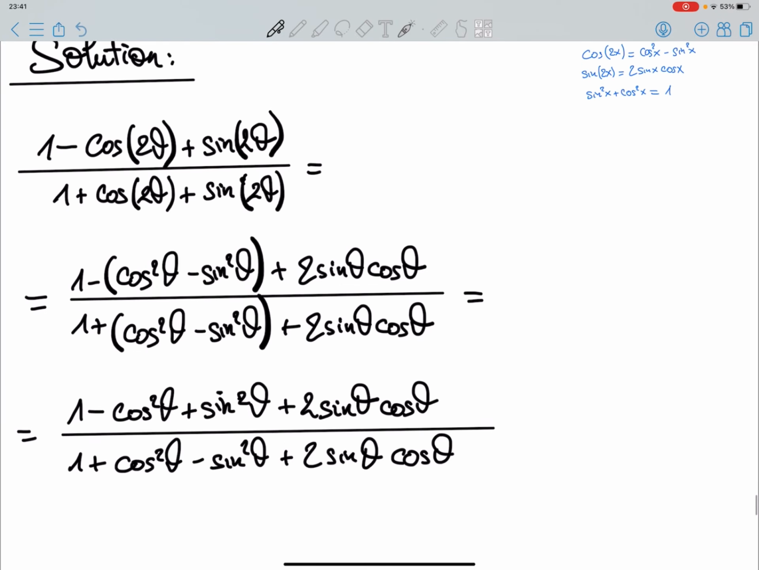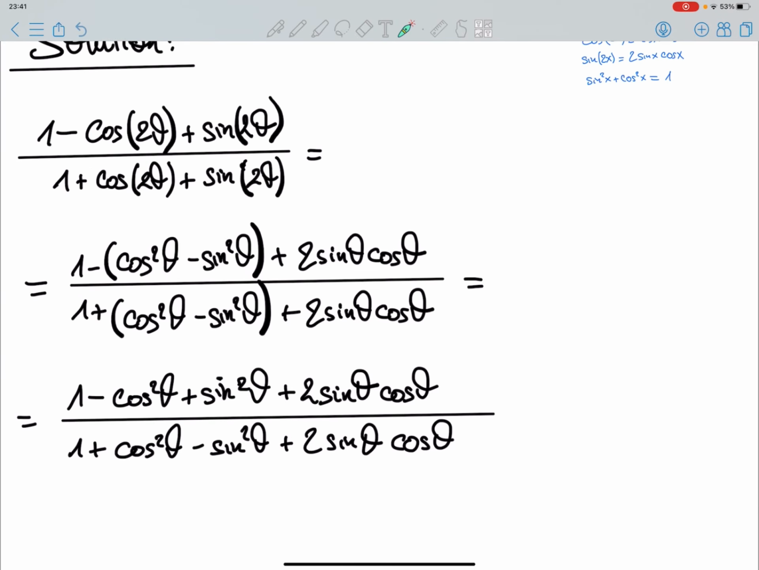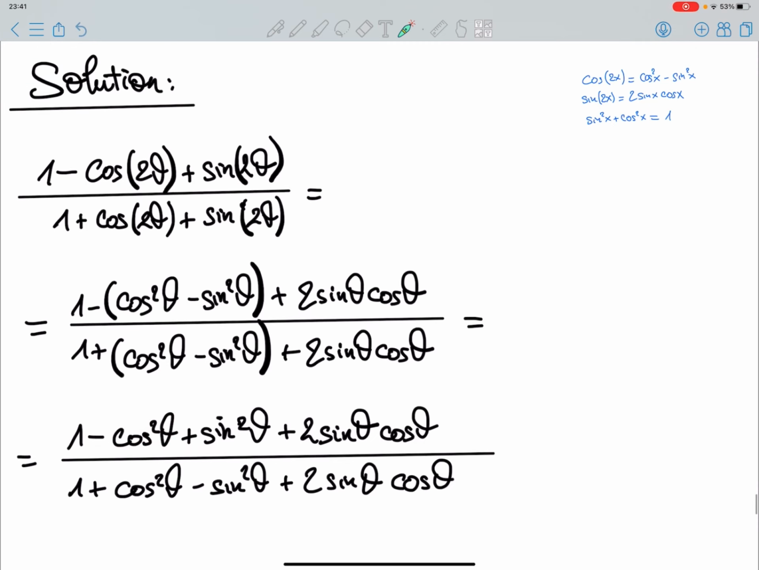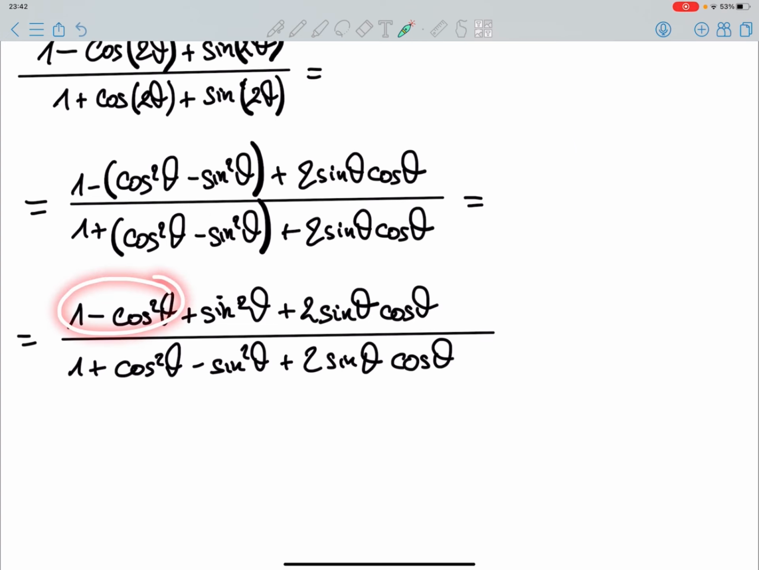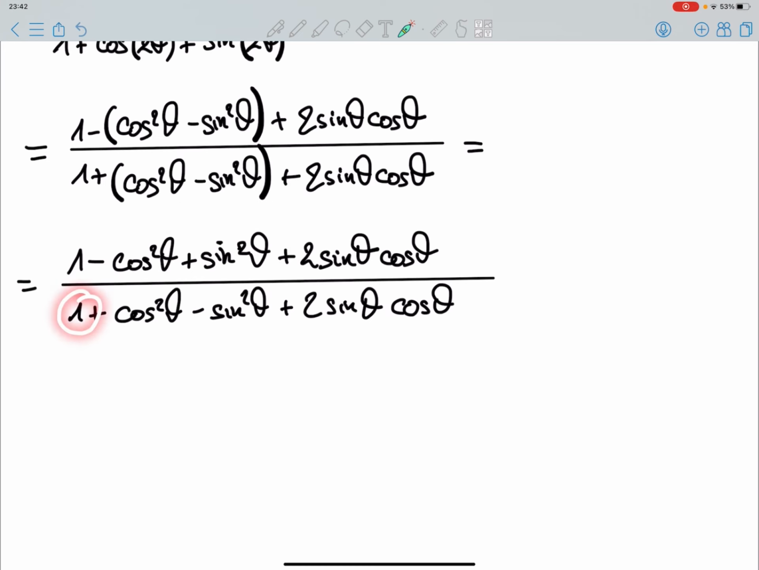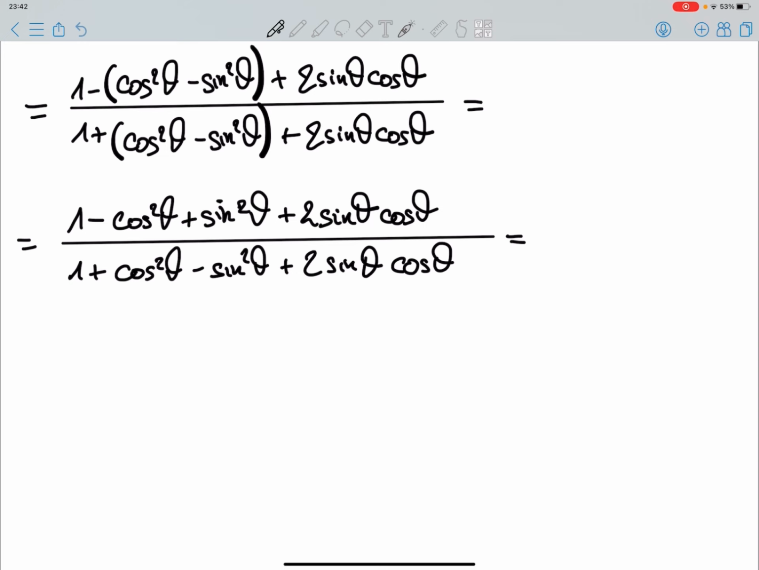As you can see, we have here 1 minus cos square of theta. This is basically going to be equal to sine square of theta, because if we bring this on the right hand side, this is going to be 1 minus cos square of theta, so it's going to give us sine square of theta, right? So this whole thing is equal to sine square of theta. We have 1 minus sine square of theta. This is going to be equal to cos square of theta, right?